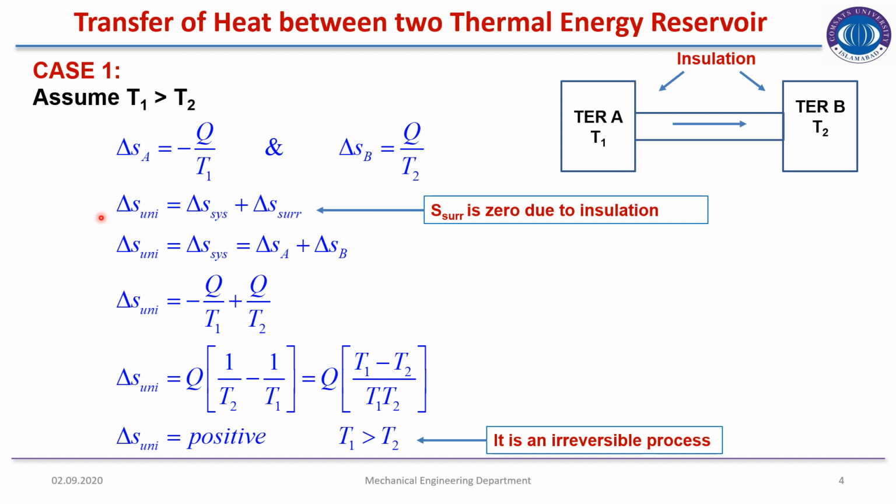So the formula for change of entropy of universe is delta S universe equal to delta S system plus change of entropy of surrounding. As the arrow suggests, and in the box it is written, the change of entropy of surrounding is zero due to insulation. As no heat is entering or leaving the system, the change of entropy of surrounding will be equal to zero. So the change of entropy of universe will only be equal to the change of entropy of the system.